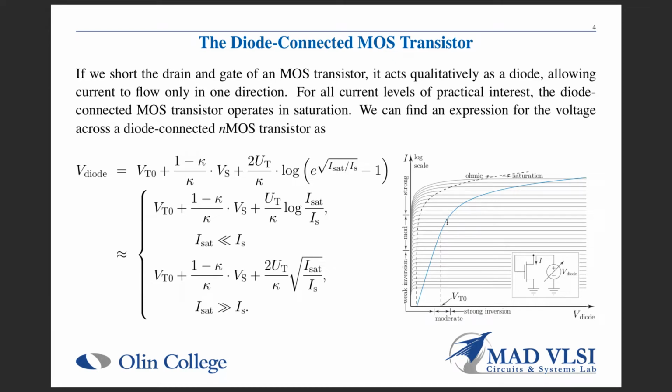And what you'll notice is that for most of the current levels that we have represented here, this blue curve lies to the right of this dashed line representing the saturation voltage, which means the voltage across the diode connected transistor is greater than or equal to the saturation voltage, which means the diode connected transistor is operating in saturation.